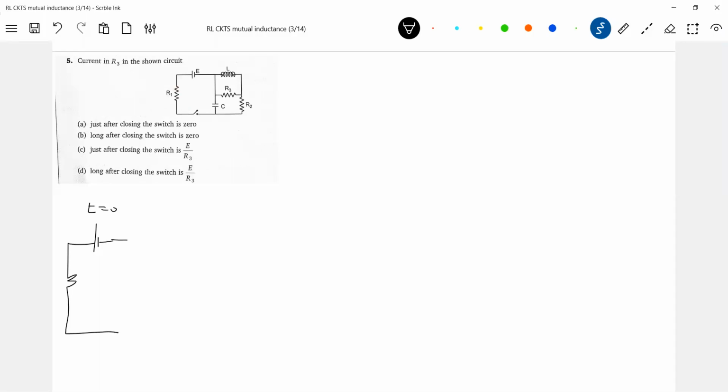So just after closing, wherever an inductor is there, I'll replace it with an open circuit. Then there's a resistor, R3. The capacitor should be a short circuit. Then this is a resistor, R2. And this is R1.